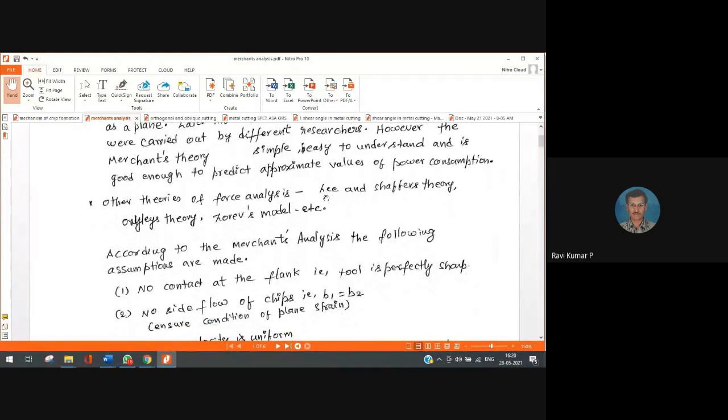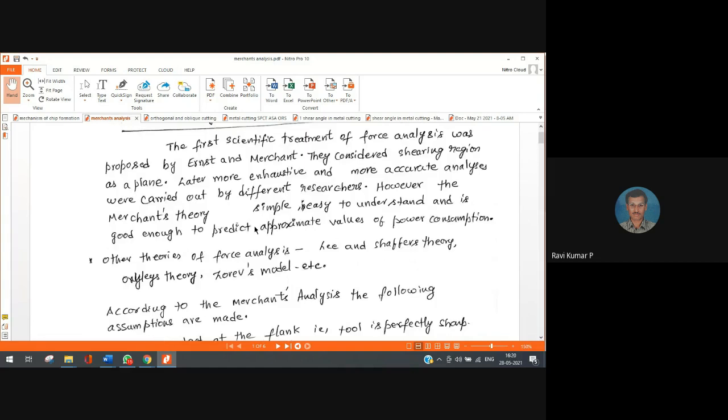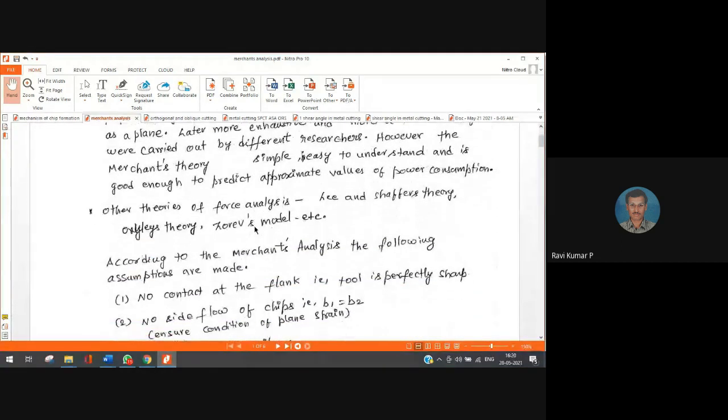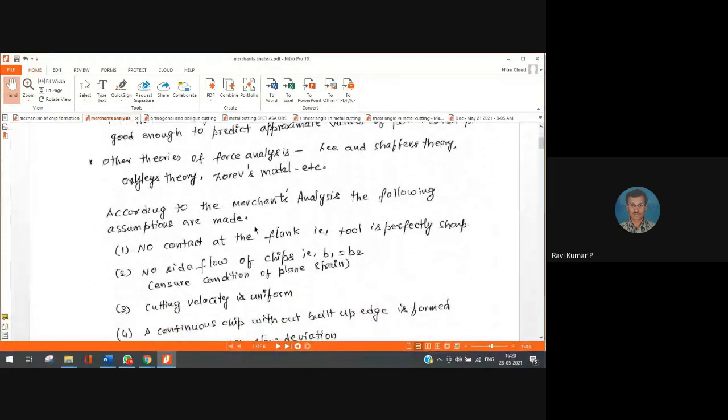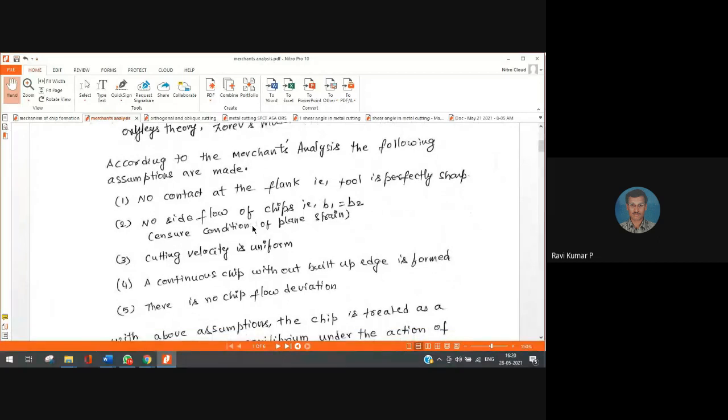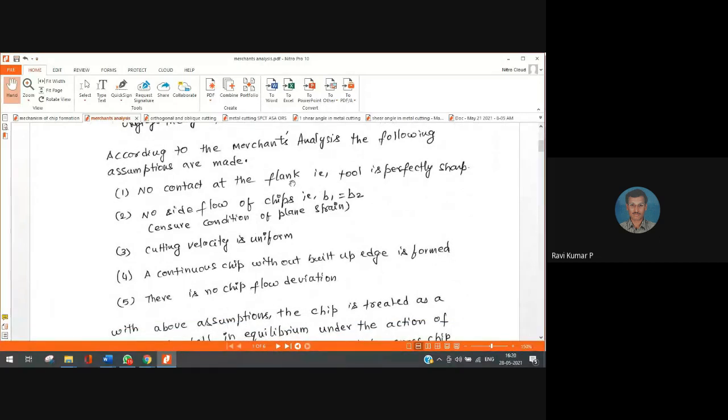So actually, there are a few more theories: Lee and Schafer's theory, Oxley's theory, Jarrell's model. You need not worry about these. As a student, we can understand this Merchant's analysis very easily. And if this is understood properly, then we can think of other, more complicated theories in your higher studies, right? So when I want to make this Merchant's analysis, I have to make some assumptions.